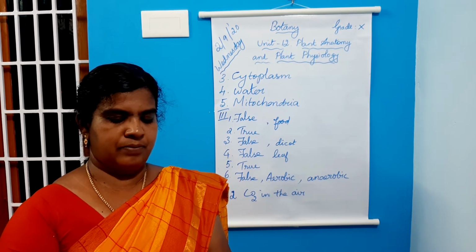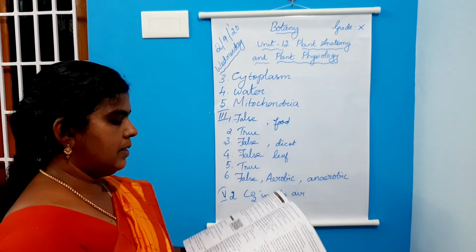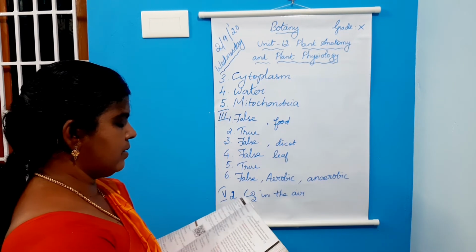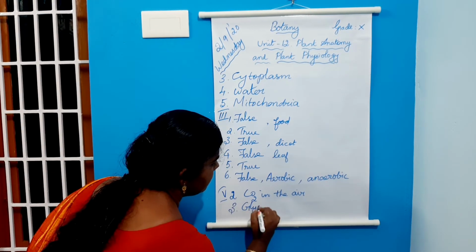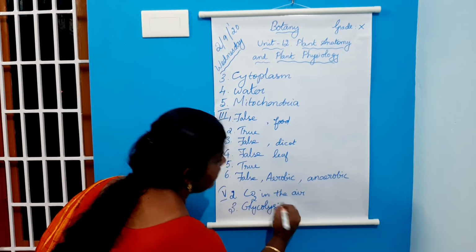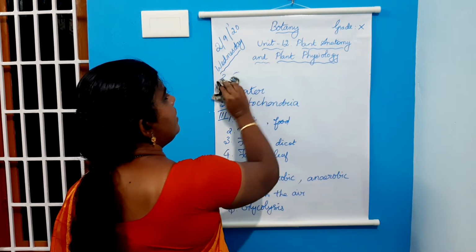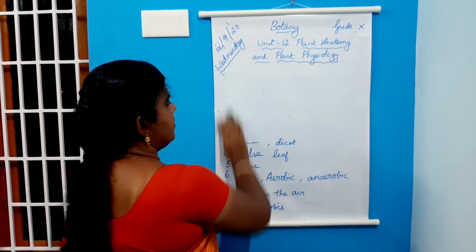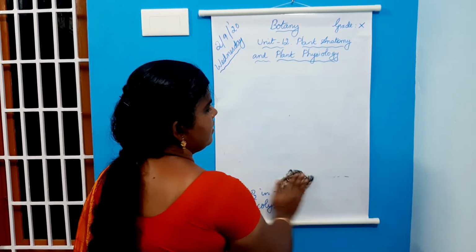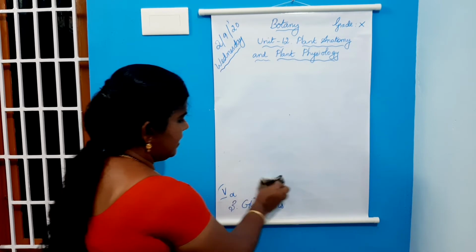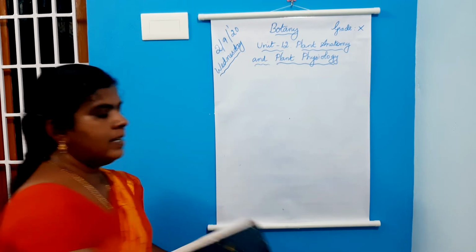Third question. What is the common step in aerobic and anaerobic pathway? Glycolysis. Glycolysis is the common step. It is common in both aerobes and anaerobes. The first step in aerobic respiration and anaerobic respiration is glycolysis. So glycolysis is common to both aerobes and anaerobes.